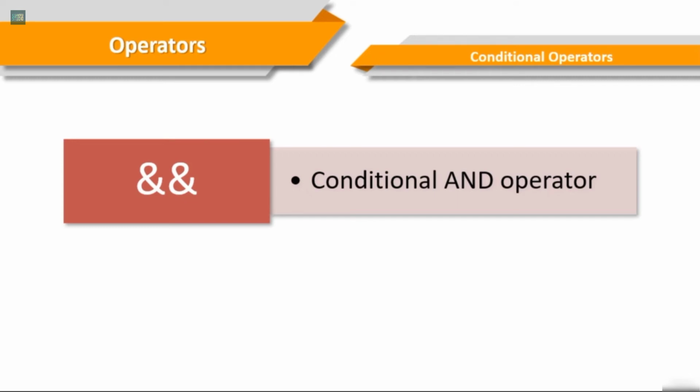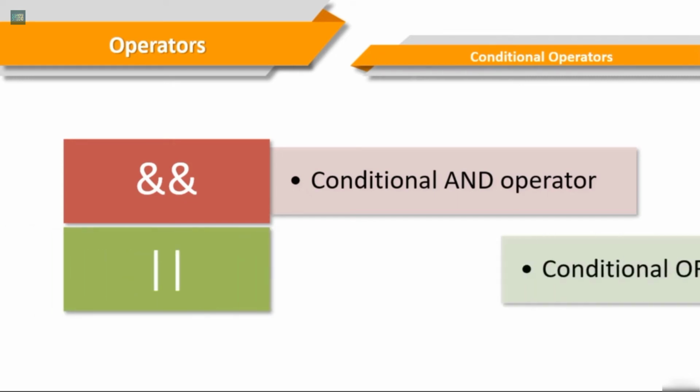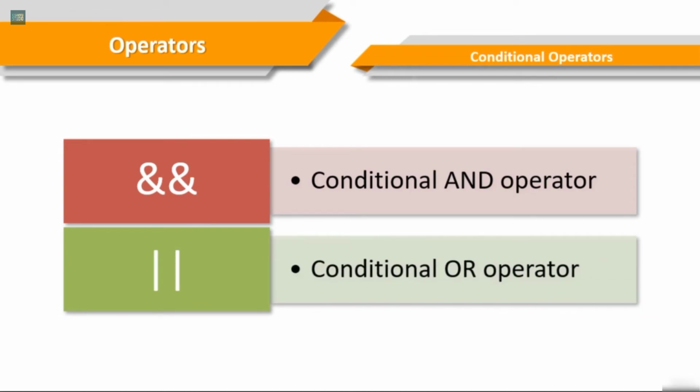Then we have conditional OR operator. So this operator is represented by this symbol. It's called a double pipe. So in this operation, the result is true if either of the operands happen to be true. So this operator doesn't check the second condition if the first condition is true. It checks the second condition only if the first one is false.